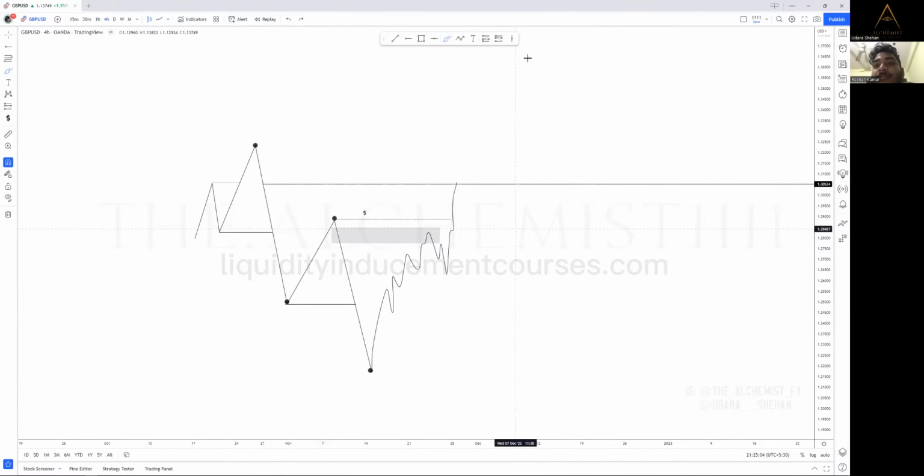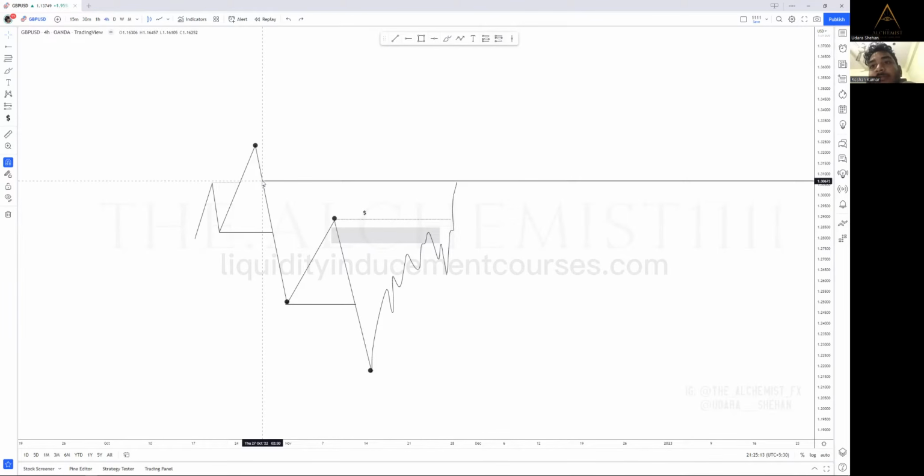Okay, so now what I personally do is, let's say we had a daily zone in here. I go to the 4 hour and see if I can refine it a bit to the upside. Then I go to the 1 hour and see if I can refine it further. Then 30 minutes, see if I can refine it further. Go to the 15 minutes, see if I can refine it further.